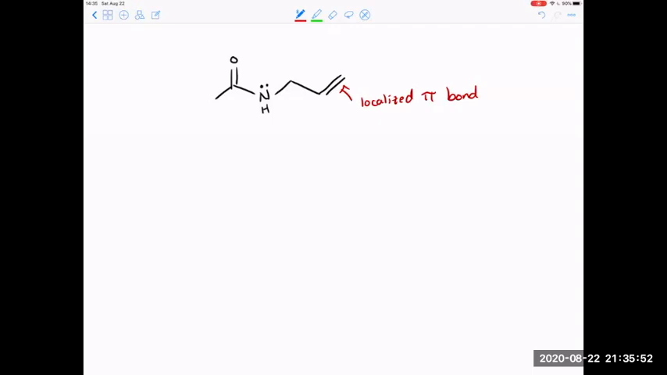All sigma bonds, let me just state this outright, all sigma bonds are localized. So when I was asking you about localized electrons, I was specifically asking about pi electrons, because if I'm asking about all electrons, all sigma bonds are localized. So that's not the interesting one. I want you to be able to distinguish between which pi electrons are delocalized and which ones are localized.